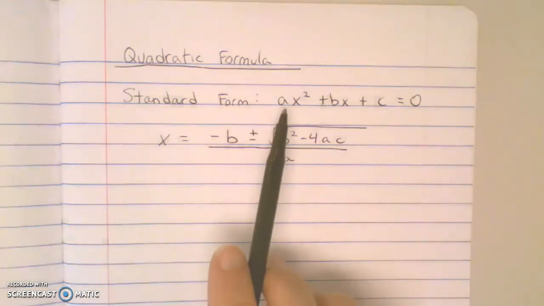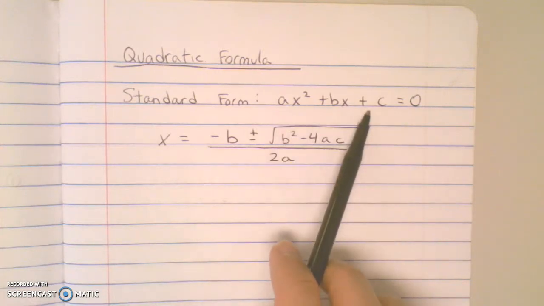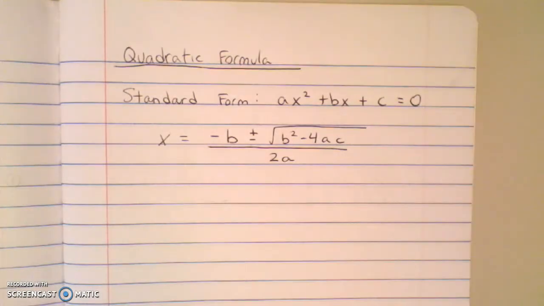The equation has to be in standard form, which means it goes x squared, then x, and then the constant if there is one, equal to 0. So let's just start off by practicing identifying the a, b, and c values.